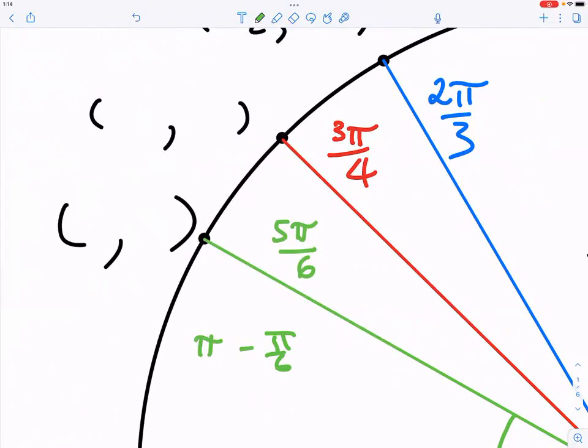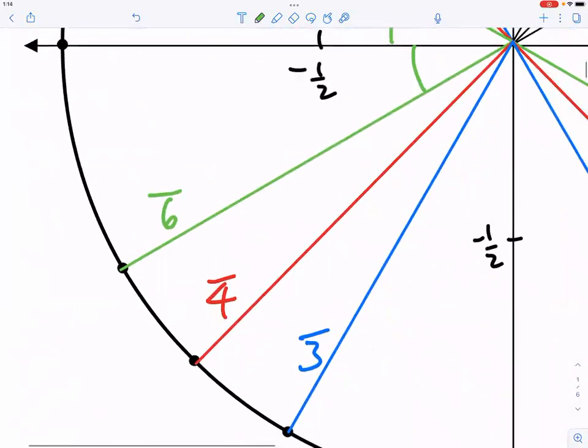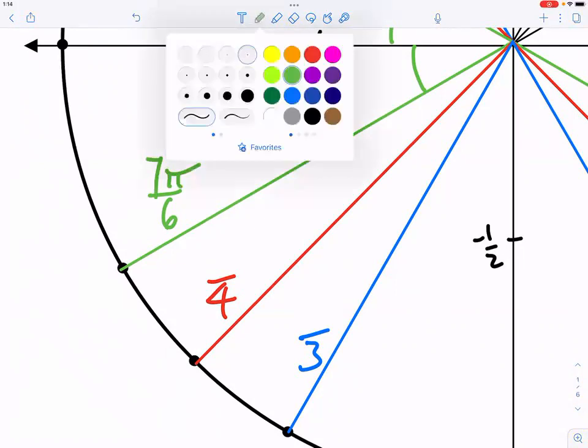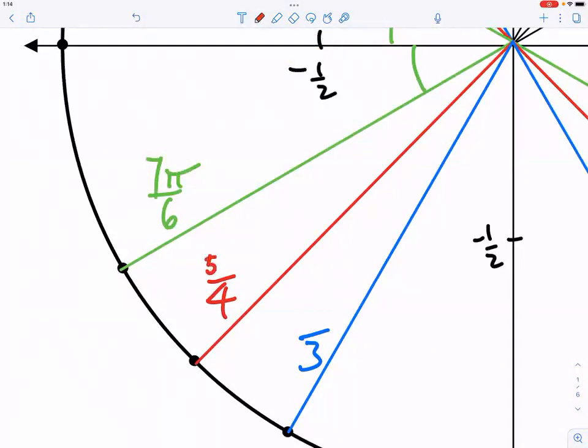And then you look at the quadrant 3 angles. Is there anything special when you look at the quadrant 3 angles in radians? What's the number in the numerator? It's always 1 higher than the denominator. So you have 7 pi over 6, 5 pi over 4, and 4 pi over 3.